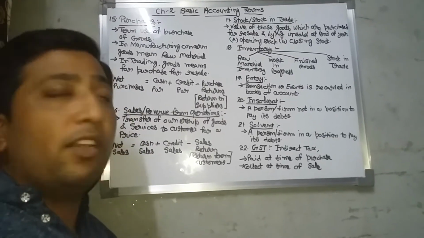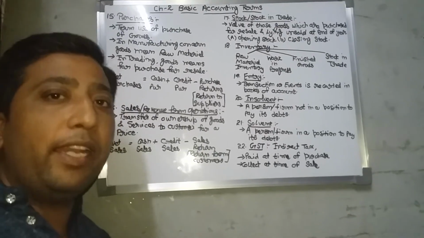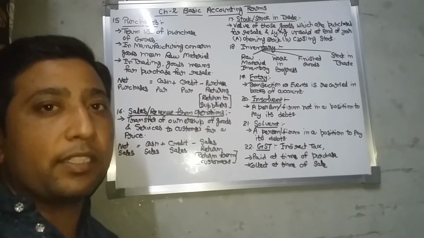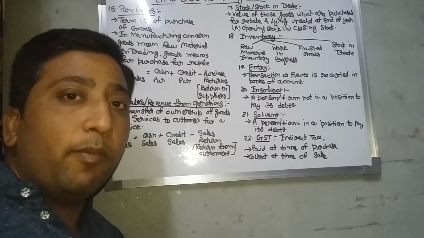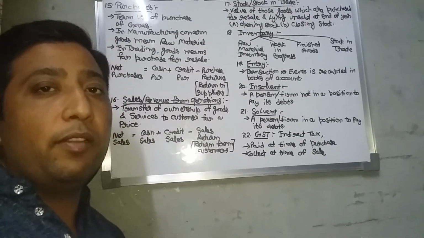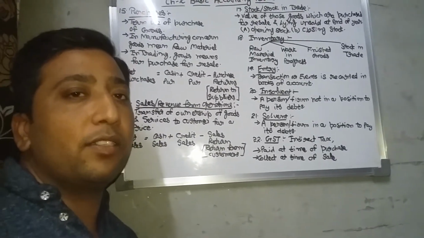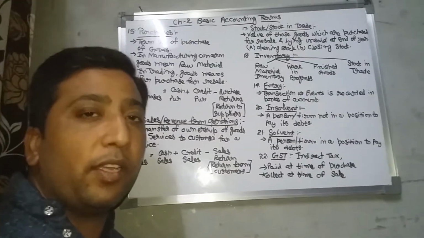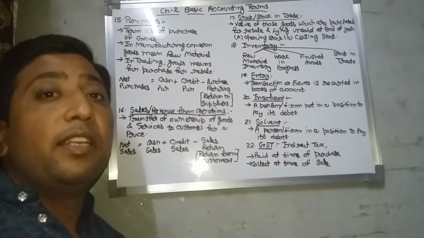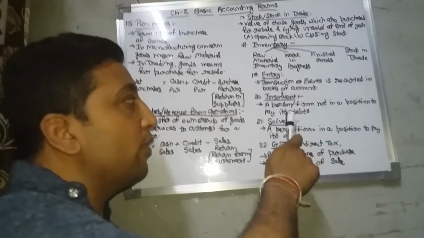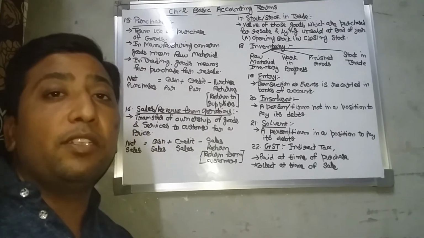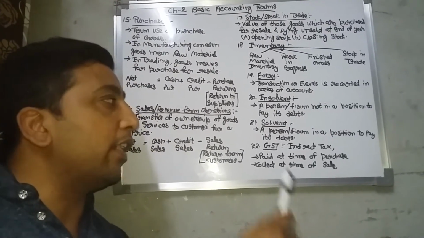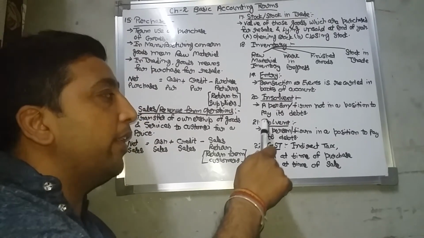Next is entry. Whenever you record a transaction in the books of accounts, any kind of transaction or event you record is known as an entry. Next one is insolvent. When a person or a firm is not able to make the payment of their debts to outsiders, or you can say you are not eligible to make the payment of your liabilities, then it is known as insolvent. Solvent is when a person or a firm is in a position to make the payment of their debts, capable of paying any kind of liability, and that is known as solvent.